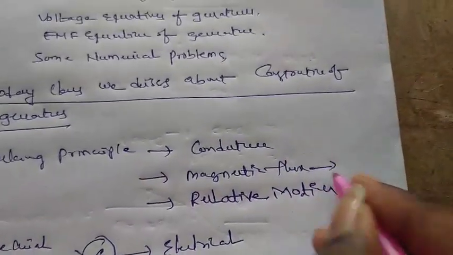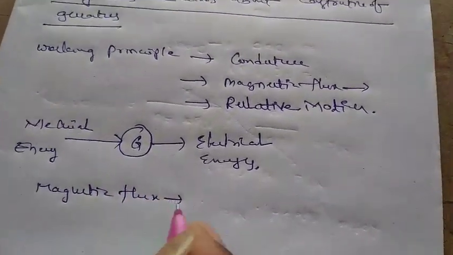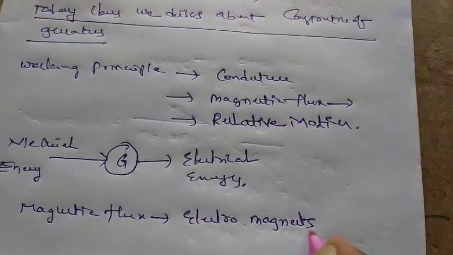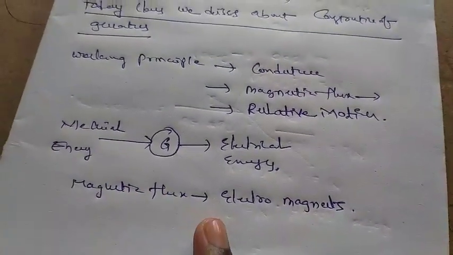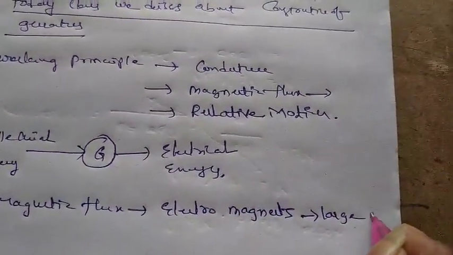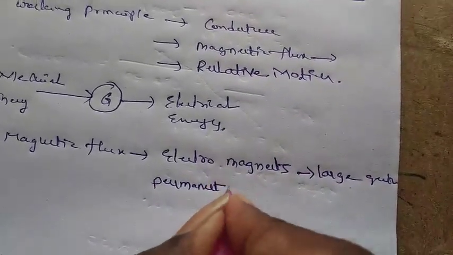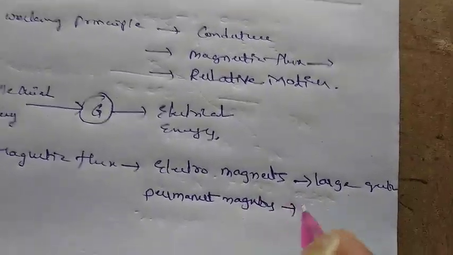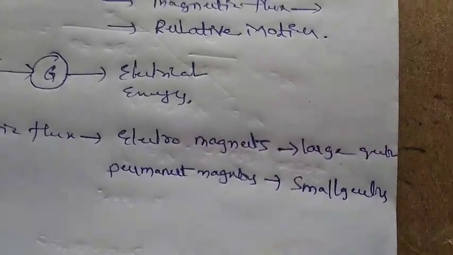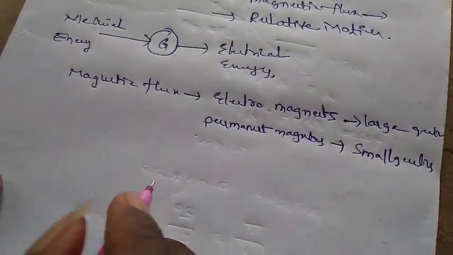The magnetic flux can be produced by electromagnets. So the magnetic flux can be produced by electromagnets for large generators. Permanent magnets are used for small generators. So the conductor has to have relative motion.